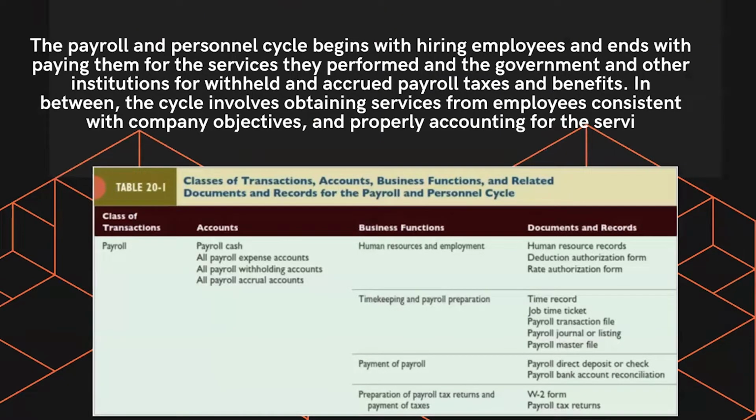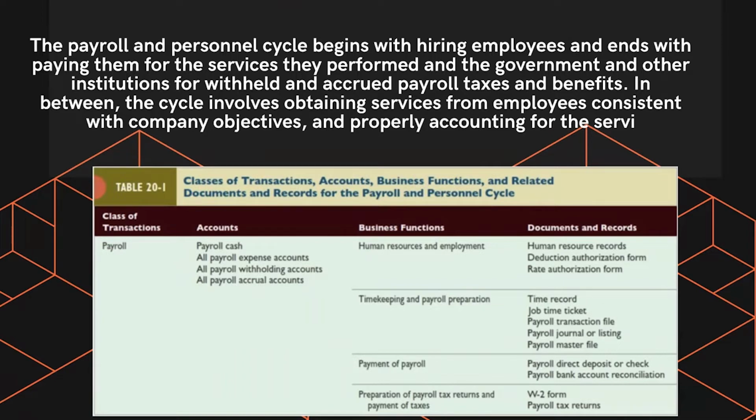So the next learning objective is to describe the business functions and the related documents and records in the payroll and personnel cycle. The payroll and personnel cycle begins with hiring employees and ends with paying them for the services they perform, and paying the government and other institutions for withheld and accrued payroll taxes and benefits. In between, the cycle involves obtaining services from employees consistent with company objectives and properly accounting for the services.